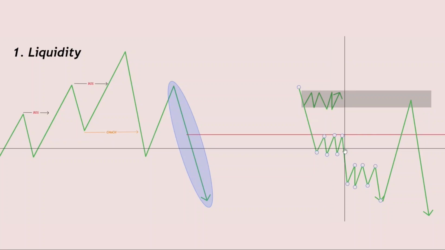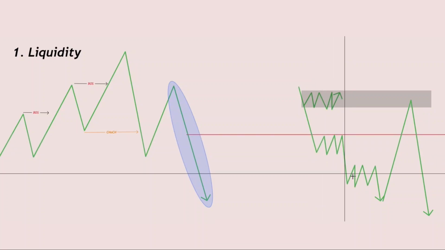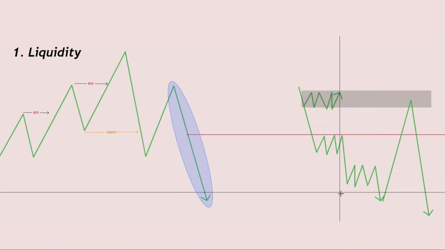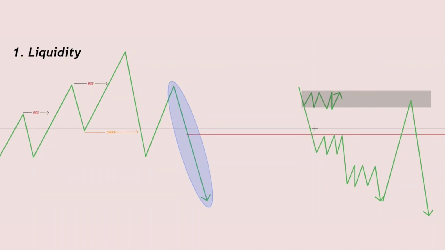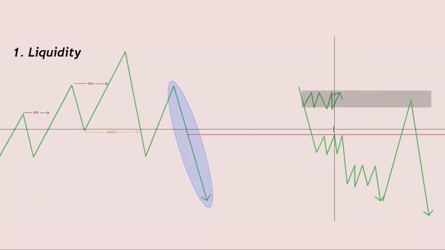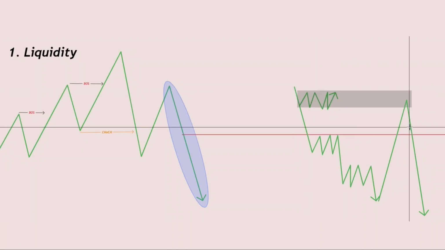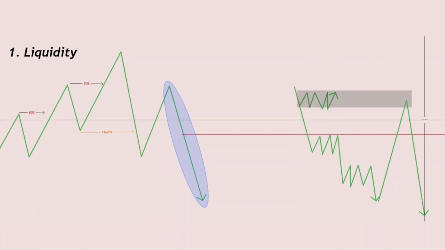This liquidity is below the 50% level, and this is also below the 50% level, so it's not the premium area to sell. So above the 50% level is always the premium area to sell. I hope most of you got it.